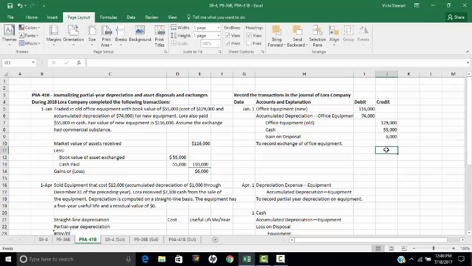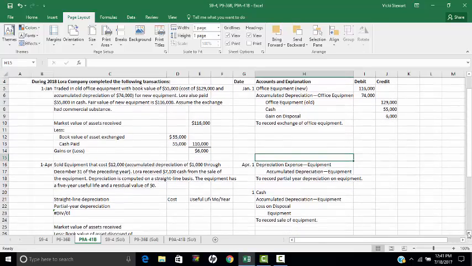Now when you're making these types of difficult entries, you want to check and make sure that your debits, $190,000, equal your credits, $190,000. And that's just a good check to make sure that your calculation of your gain or loss was done correctly.